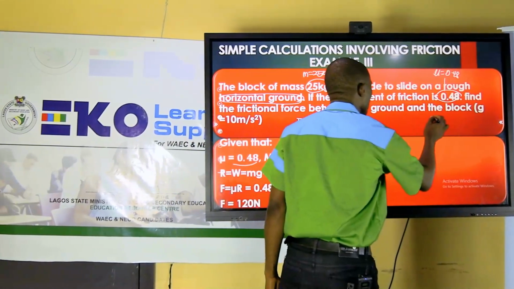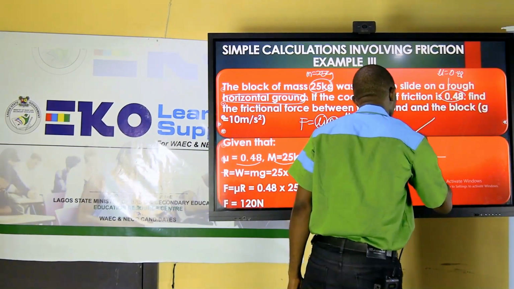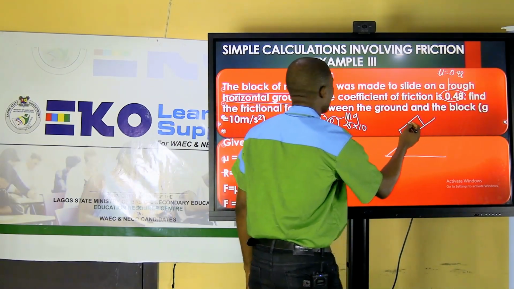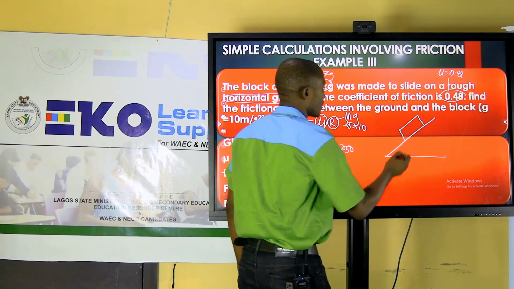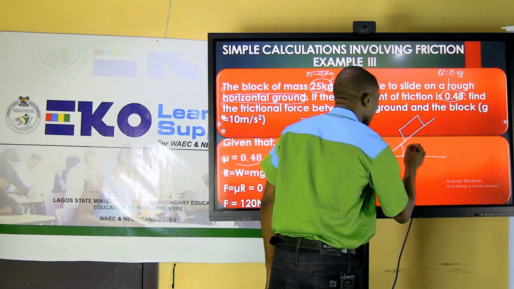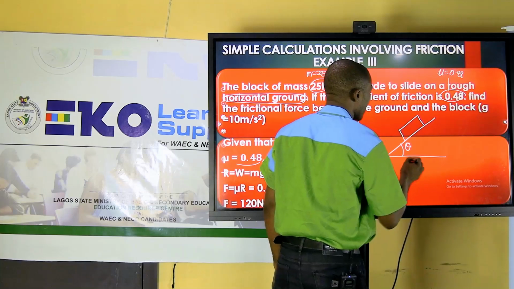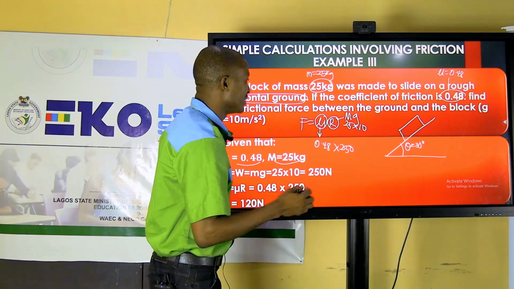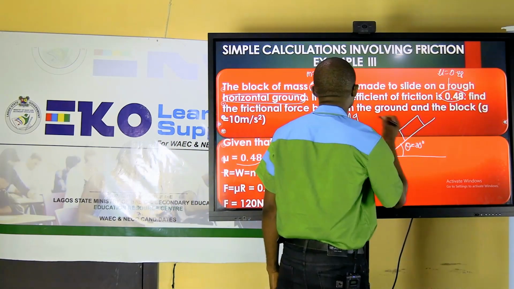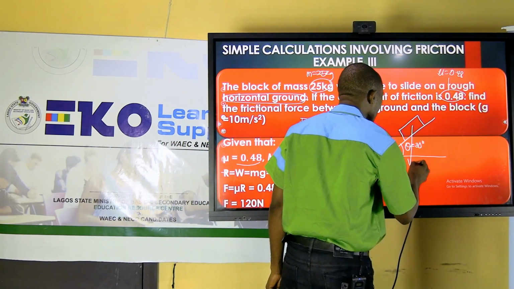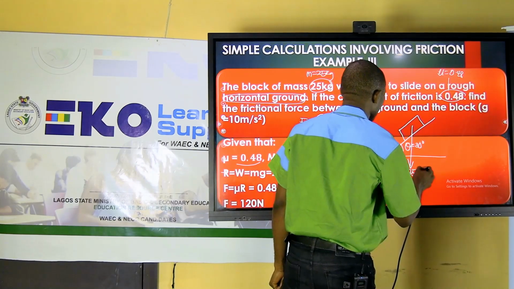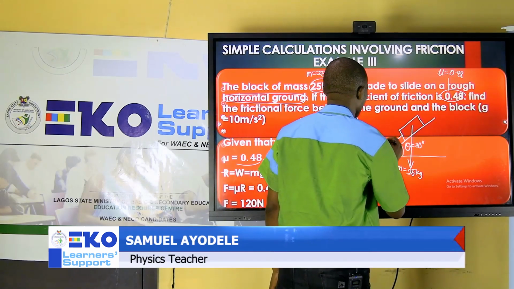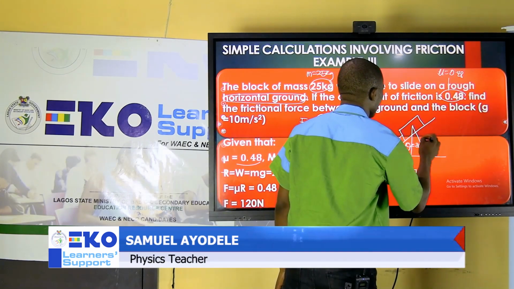Perhaps you are given an object on an inclined surface. If there is a mass resting on the surface, inclined at an angle theta to the horizontal, and theta is 30 degrees, they can ask you for the coefficient of friction, even if the mass is given, let's say the mass is 25 kg, and you have the force here and the normal reaction here.